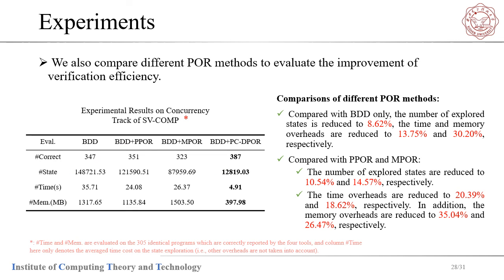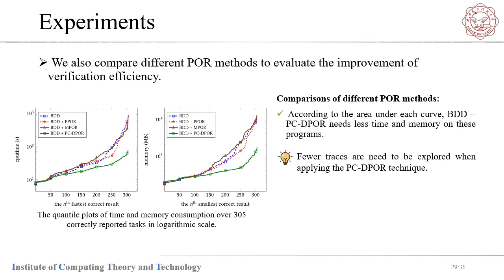We also compare different partial order reduction methods to evaluate the improvement of verification efficiency. From the table, we have that, by utilizing the PC-DPOR technique, the number of explored states, time consumption, and memory usage are reduced effectively. According to the area under the quantile plot curves, our approach needs less time and memory on the 305 identical tasks, which means fewer traces need to be explored when applying the PC-DPOR technique.